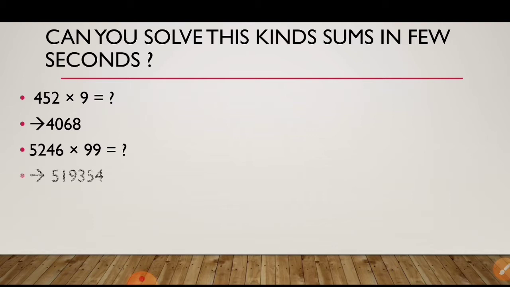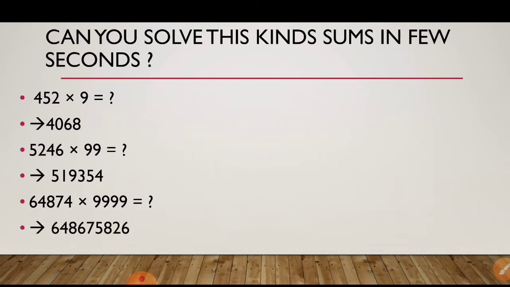Now, 5249 into 99. What is the answer? 519,354 is the answer. Now 64,874 into 9,999. What is the answer? Yes, the answer is 64,86,75,826. This is the answer. You learn from this video how to solve this kind of sums.